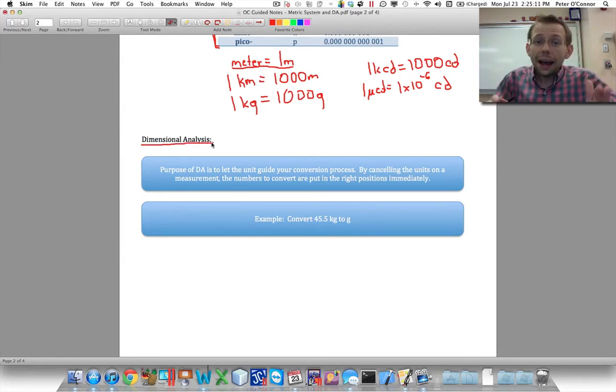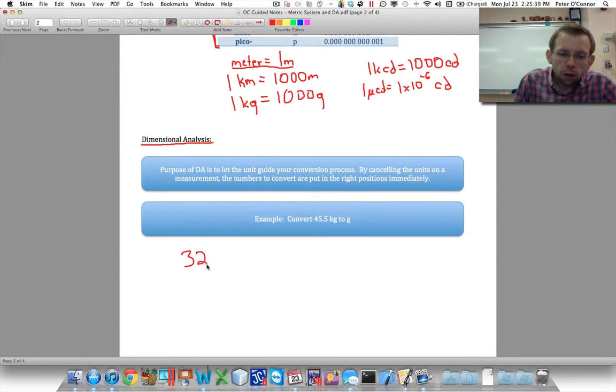Okay? Back in math class, a lot of times we only care about the numbers. In science, back in the last lesson, we care about units as well. Okay? We even care about significant figures. Okay? In this little dimensional analysis, we're going to take a look at units because units are just as important in a measurement as the number.